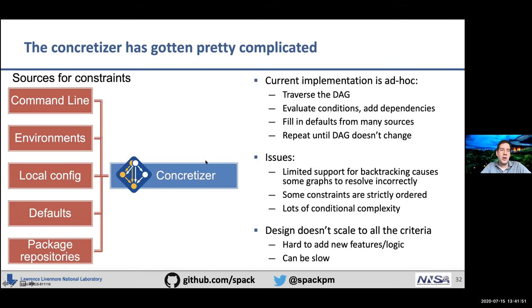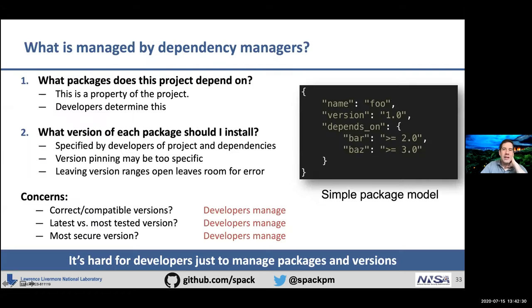It turns out this is an NP-hard problem, and the current implementation in Spack uses a greedy algorithm where we make some decisions too early. We will say this node is at this version without looking for whether there's a conflict down the road, and so this can cause conflicts to be reported where they really shouldn't be. And we don't do enough backtracking to solve all the different cases. To add to that, the code has gotten pretty complicated because we're pulling from all these different places, and so we needed a new version of the concretizer. So I'm going to talk about the prototypes that we used for that.